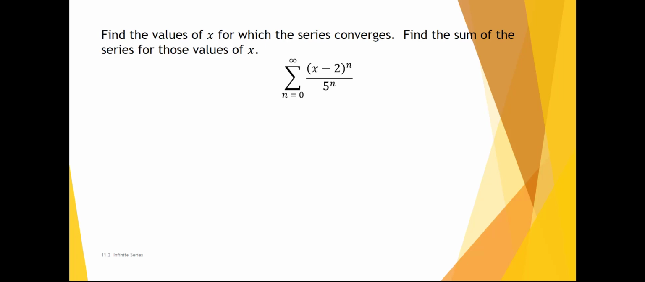In this problem, we want to find the values of x for which the series converges, and find the sum of the series for those values of x. Our series is the sum from n equals 0 to infinity of the quantity x minus 2 to the n power divided by 5 to the n power. The first thing you should notice here is that the variable n is in the exponent of each term. That means that we have a geometric series.